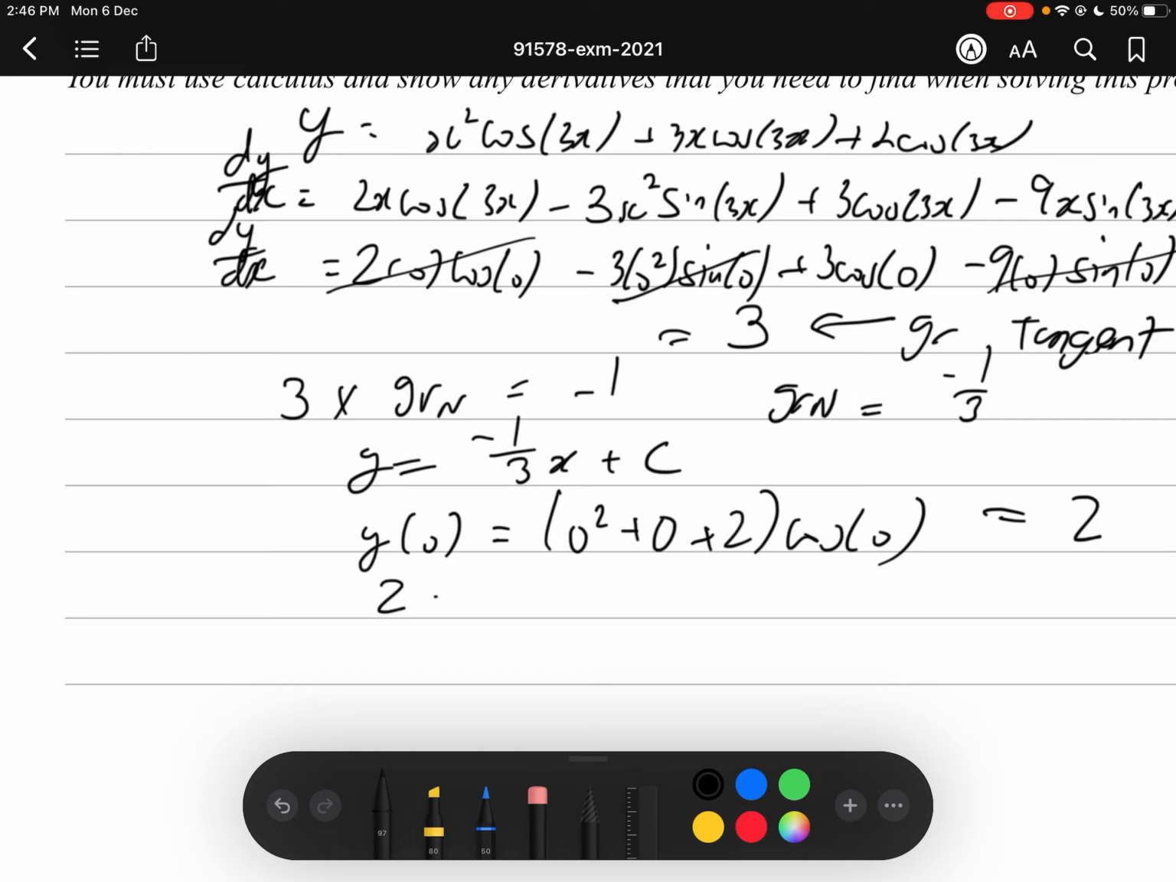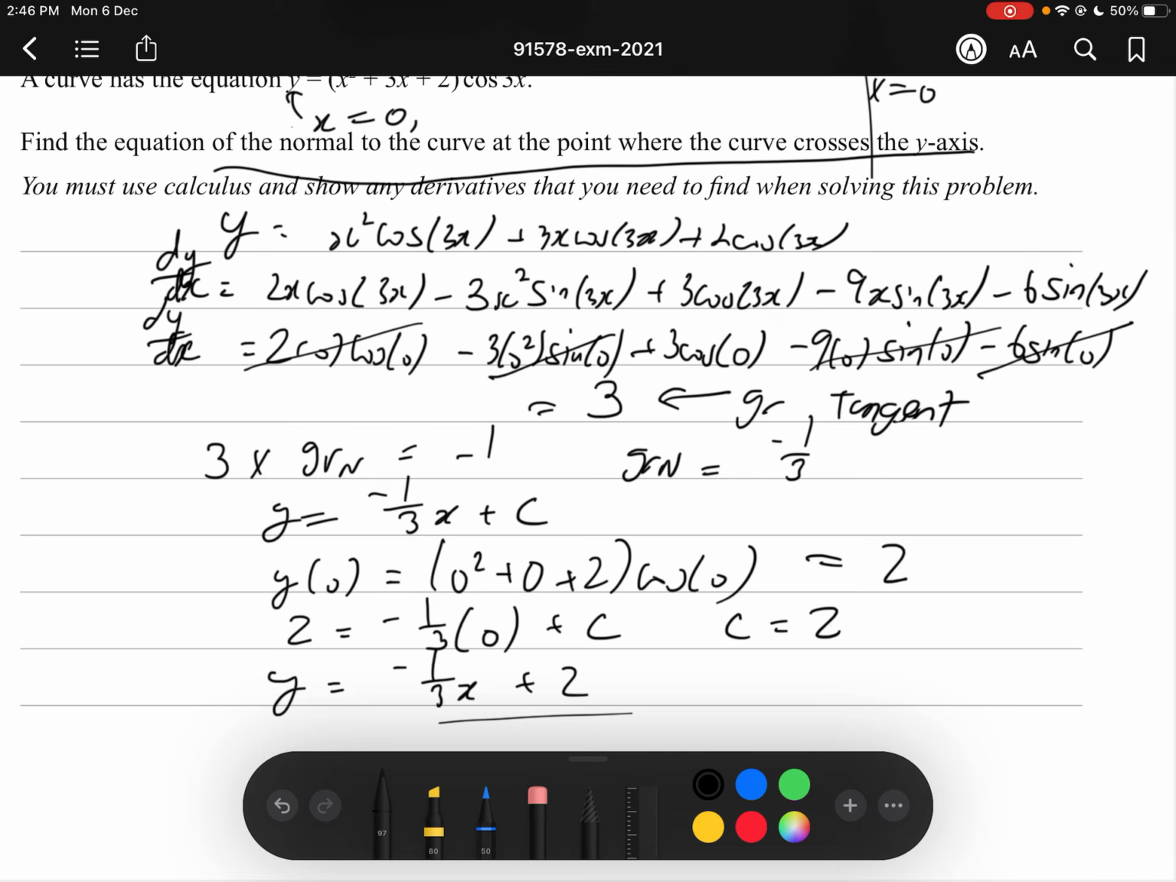So we have 2 is equal to negative 1 over 3 times x, which at this point is 0, plus c. And therefore c is equal to 2. So y equals negative 1/3 of x plus 2. And that's our final answer for this question.